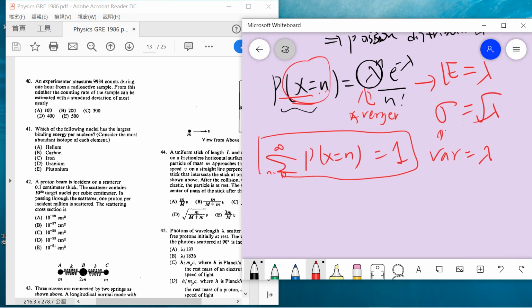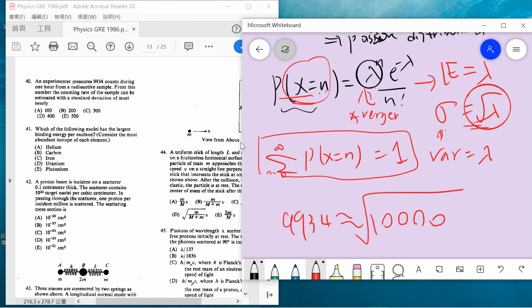It tells you that the average is 9934. So basically we can count it as 10,000, right? And the count rate, what is the standard deviation? You just take the square root of this lambda. So the answer is 100. The answer is A. So this you need to remember, especially the Poisson distribution.